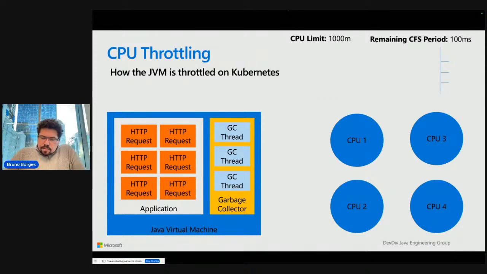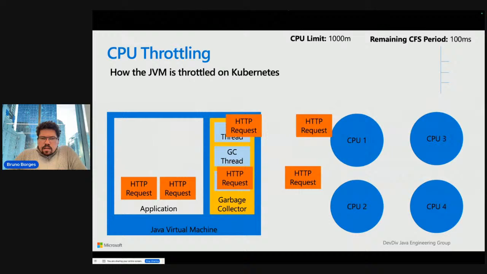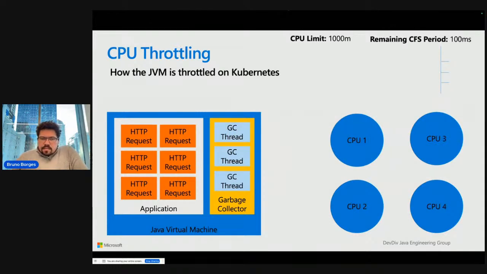Here's an application running. You have the Java virtual machine running on a node with 4 CPUs. This container has a CPU limit of 1,000 millicore, and the CFS CPU period is 100 milliseconds. My application receives 4 HTTP requests at the same time. Each request gets processed by the 4 CPUs at the same time.